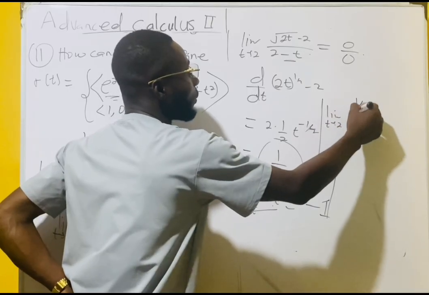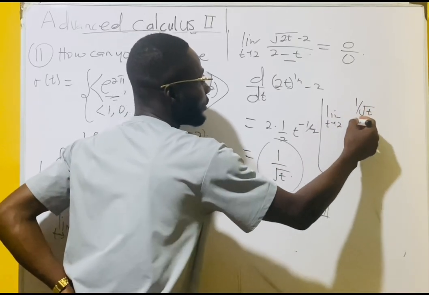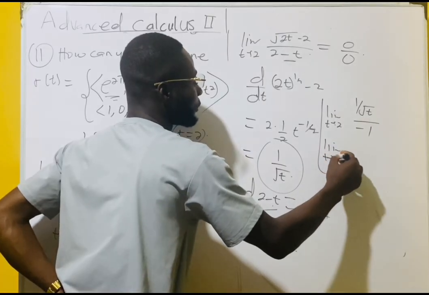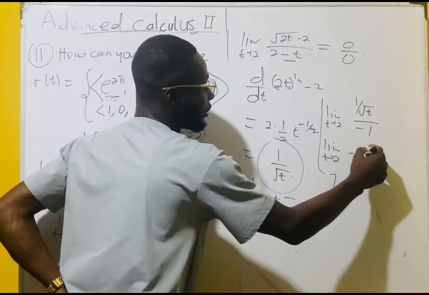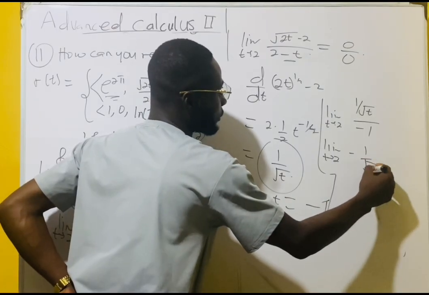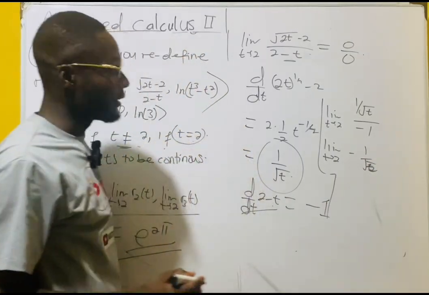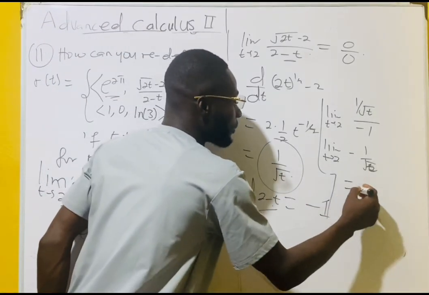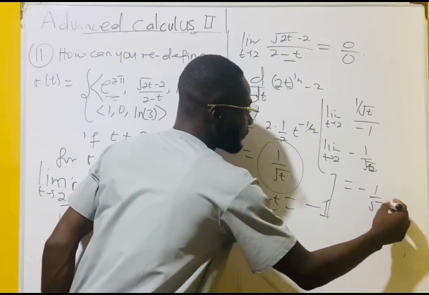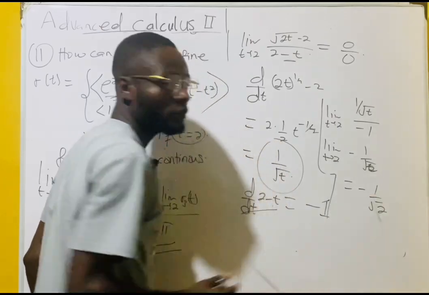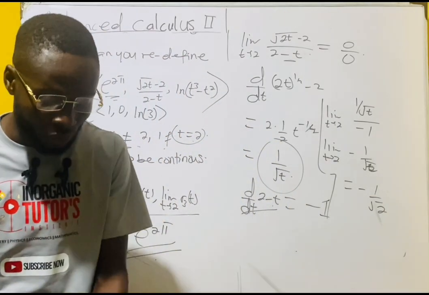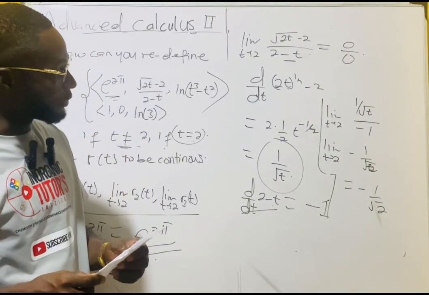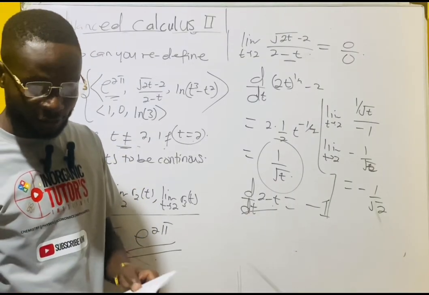of 1 over square root of t all over negative 1, which is the same as the limit as t approaches 2 of negative 1 over square root of t, right? So now as t approaches 2, we're going to have negative 1 over square root of 2, right? So that is what we are going to have for that particular section.